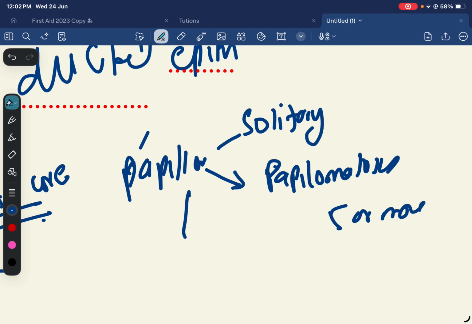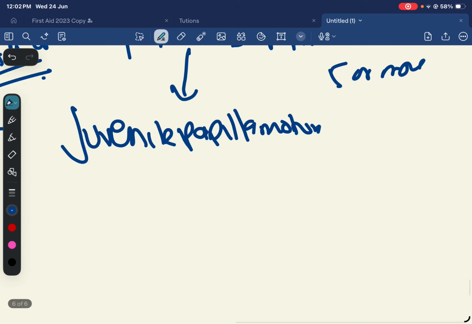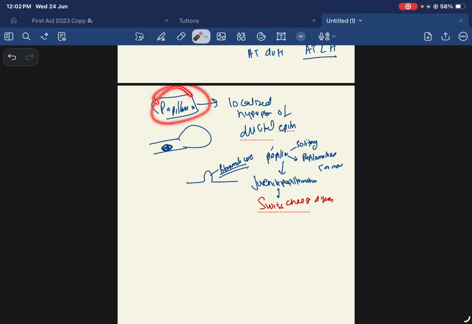So 5 or more, or it could be juvenile papillomatosis, which is called what? Swiss cheese disease. So we've talked about papilloma, which is localized hyperplasia of the ductal epithelium. This could be solitary, meaning a single papilloma being present. It could be papillomatosis where more than 5 are present, and it could also be juvenile papillomatosis, called Swiss cheese disease, which affects young women who present with multiple firm palpable nodules on the breast, and microscopically there are going to be multiple papillomas.